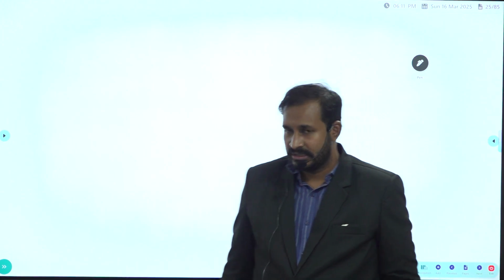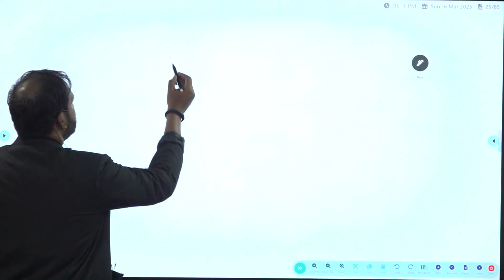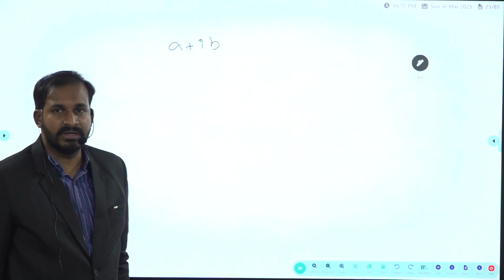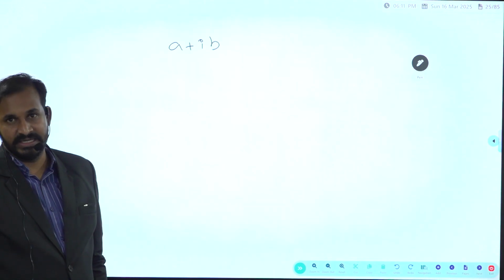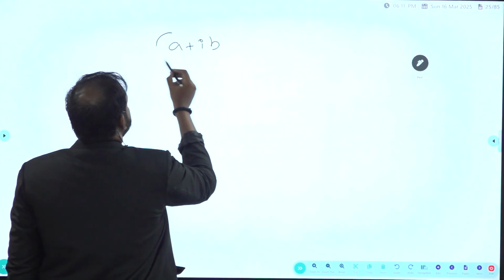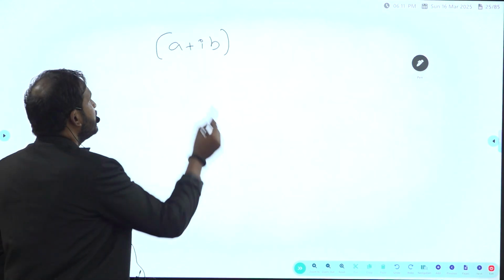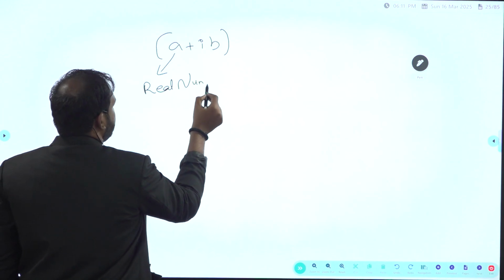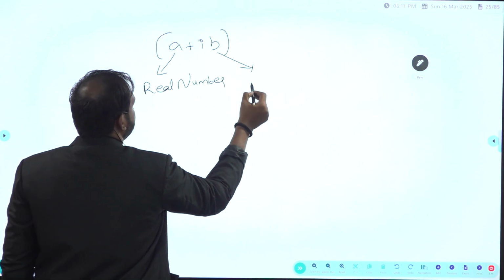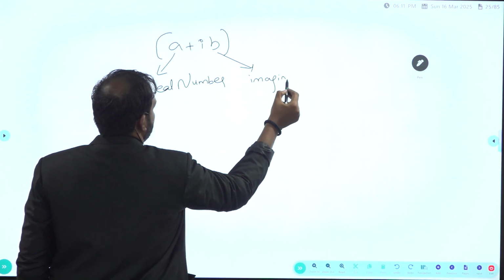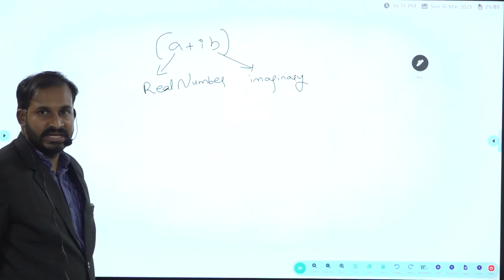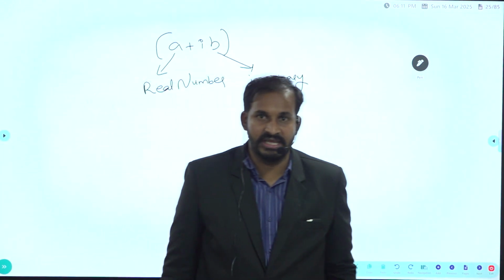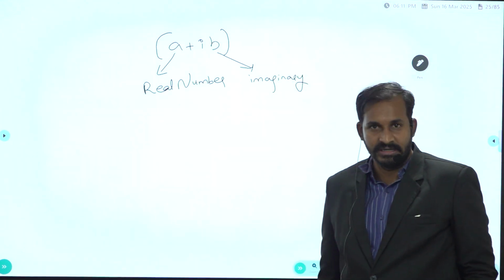We all know that a complex number is denoted as a plus ib. Now what are this a and this b? Here we call a a real number, and b will become an imaginary number. A is a real number and b is an imaginary number for us.